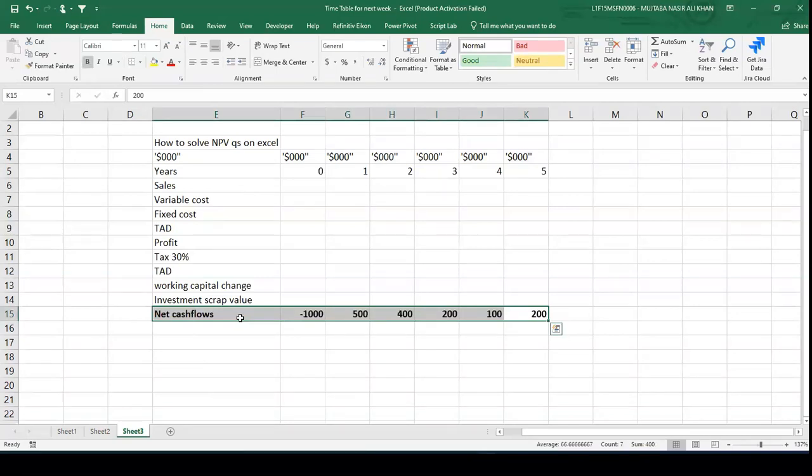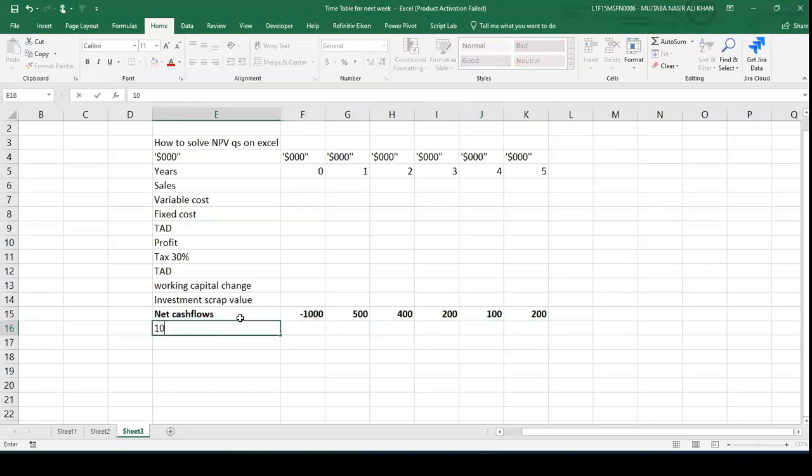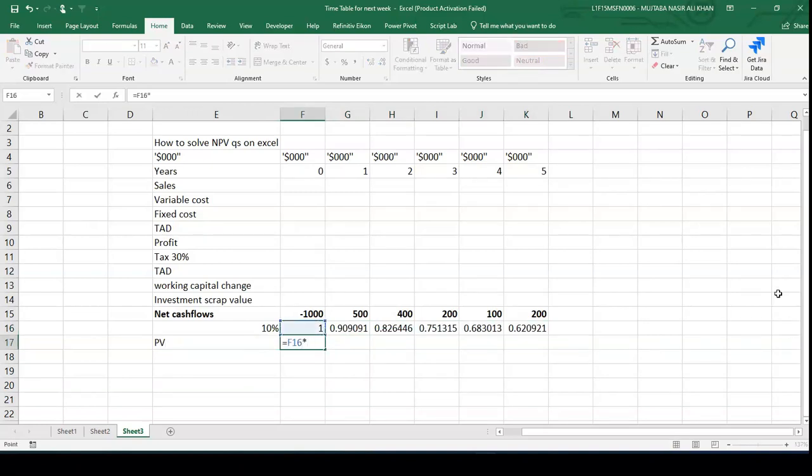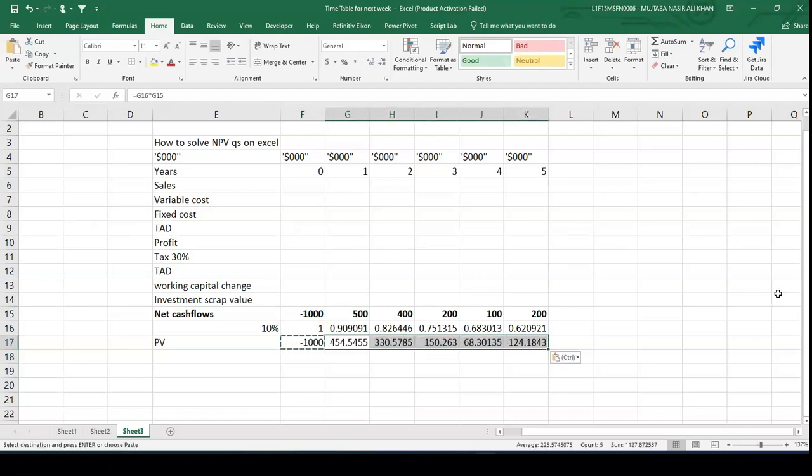So let's assume discount rate is 10%. There are two ways to solve this. Number one is equal to 1 plus 10%, 1.1 raised to power minus, link it with the year. And copy this into the next cells. And then calculate the present value. Multiply the discount factor with the net cash flow. You can calculate the present value and copy into the next cells.